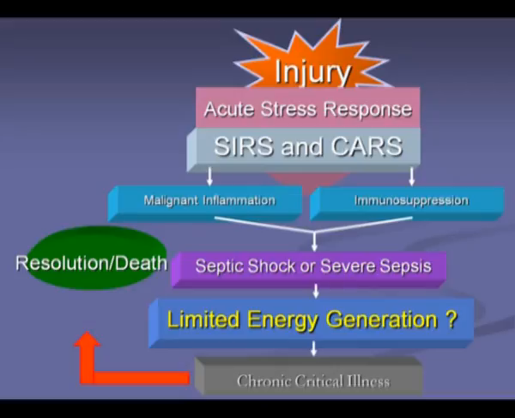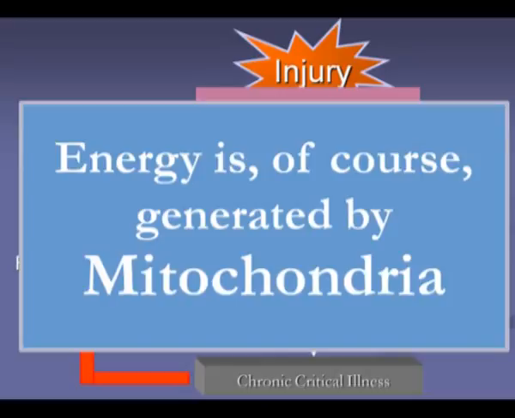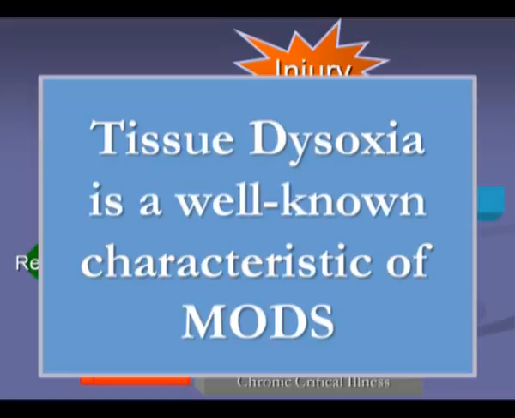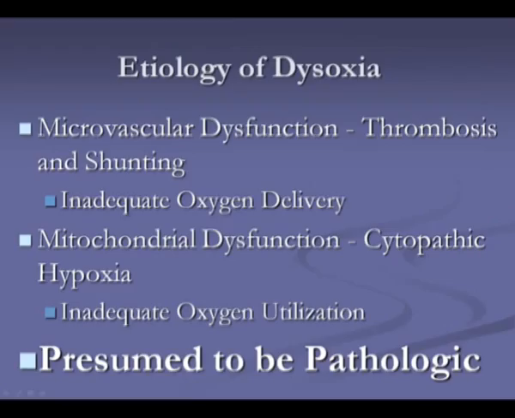What kind of things can cause every cell to become dysfunctional? And the first thing that certainly would come to mind, I would think, would be that there's no energy to do this. The power plant is missing. It's not working properly. Energy, of course, is generated by mitochondria, by and large, and mitochondria, of course, require oxygen. And tissue dysoxia has been very well described in settings of sepsis, severe septic shock, MODS.